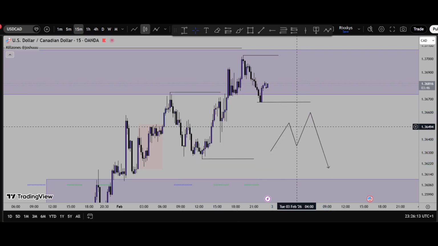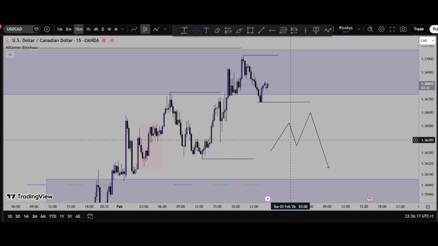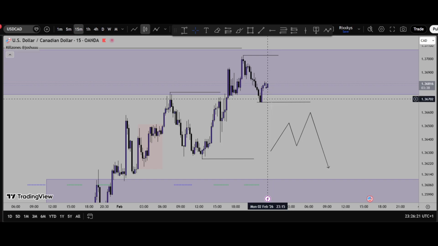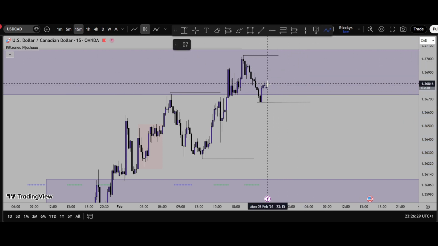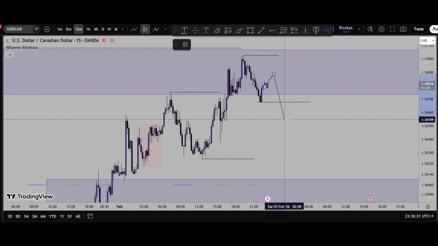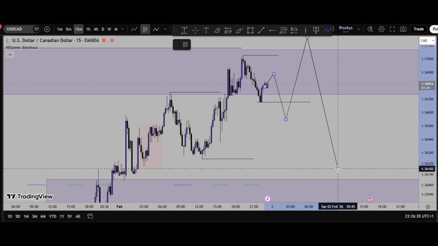Obviously, there can be liquidity swept in between this internal and external range, which this could possibly be. This could be one of the engineered liquidity that gets swept before this happens. But ultimately, I want a break of structure.